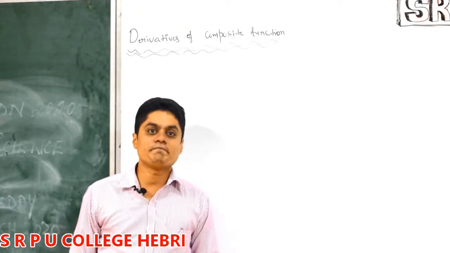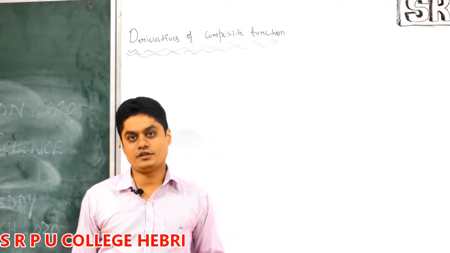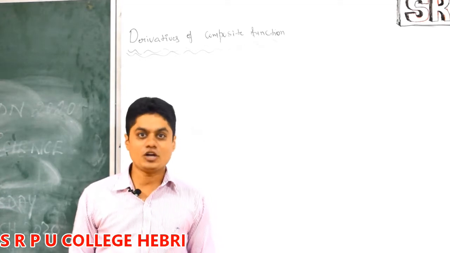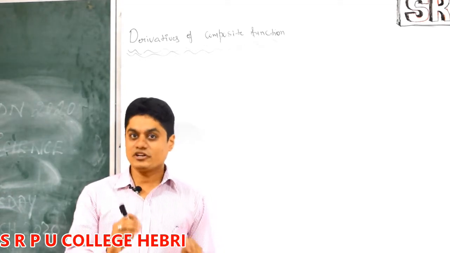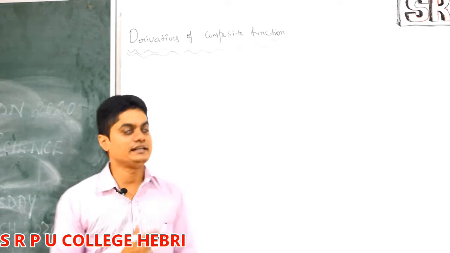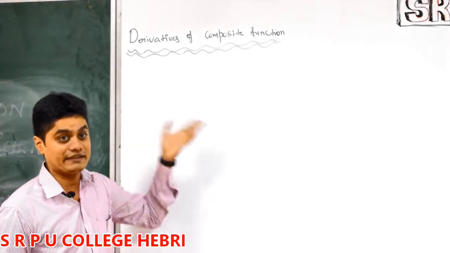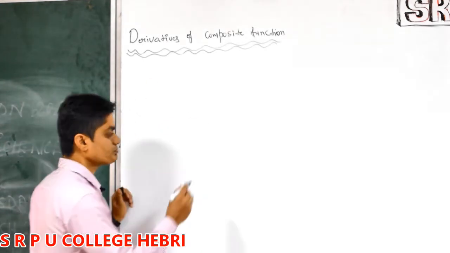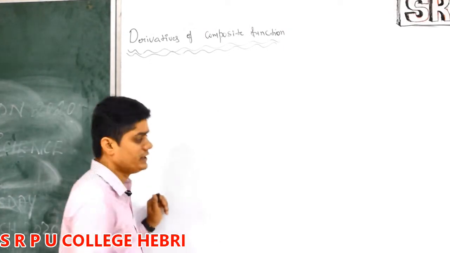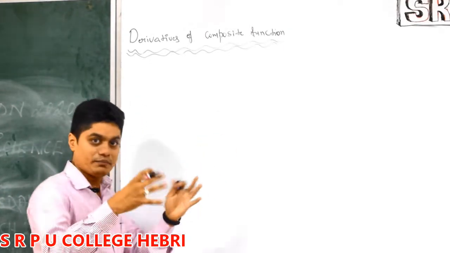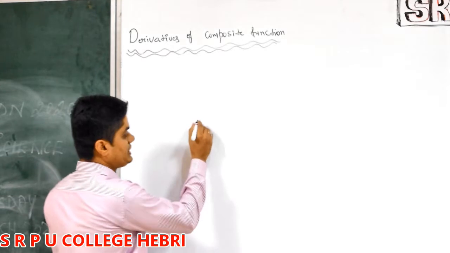The first concept: derivatives of composite function. In the functions chapter you learned composite function. I'll just recall again what I mean by composite function, then I'll teach you how to find the derivatives of composite function. Meaning of composition you know, right? Composition means combining one and another. So let me start with an example.